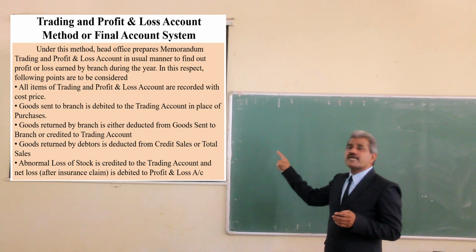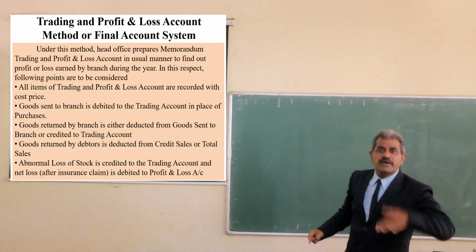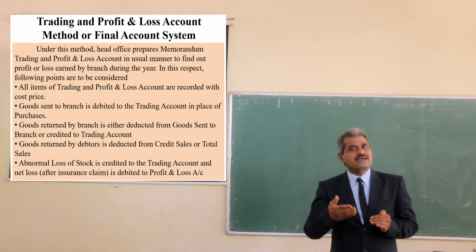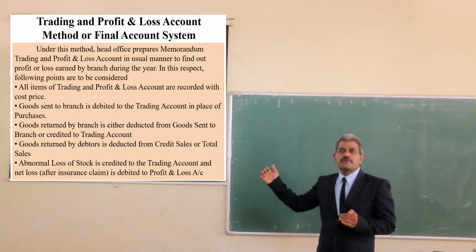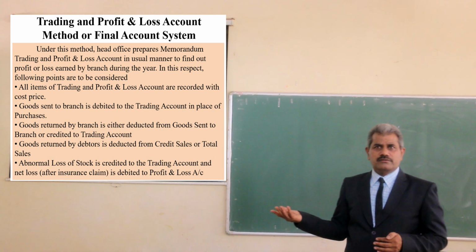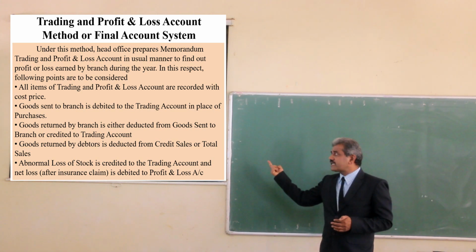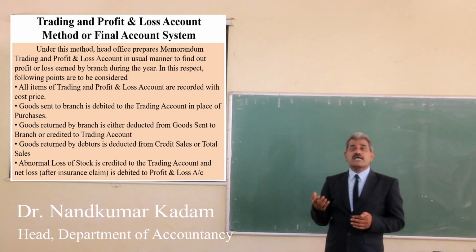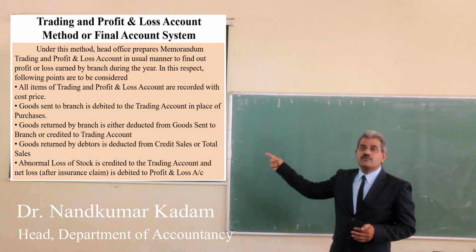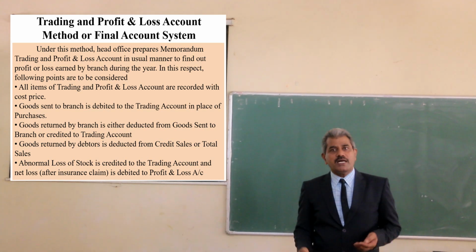Next item: goods returned by the branch is either deducted from goods sent to branch or credited to the trading account. As the goods are returned, it should be deducted from the goods sent to branch, or you may say directly shown on the credit side of the trading account. Okay. Goods returned by debtors is deducted from credit sales or total sales. If the goods are returned by the debtors, customers, then such item will be deducted from the credit sales, or if you have been given total sales, you can deduct it from the total sales.